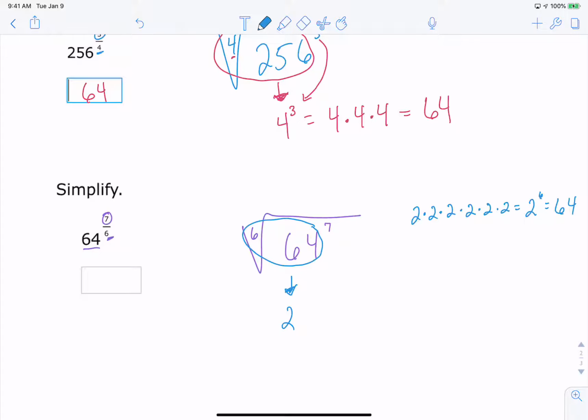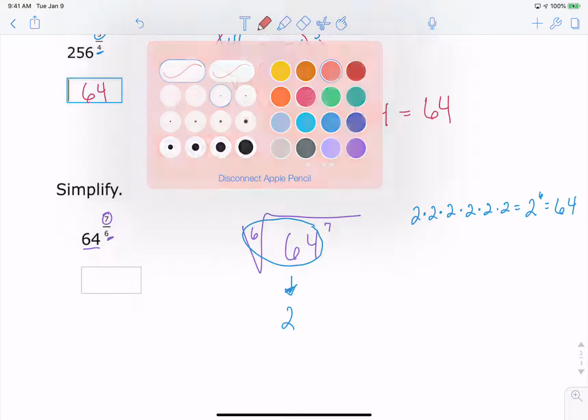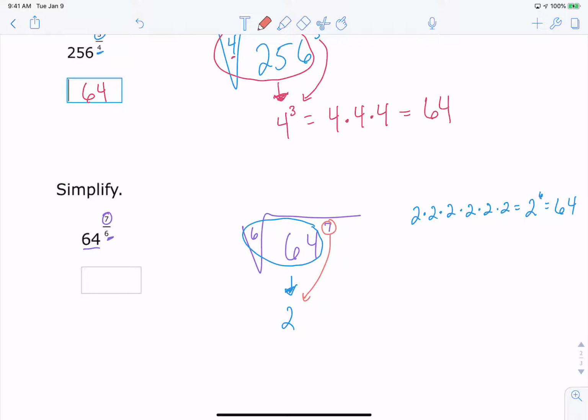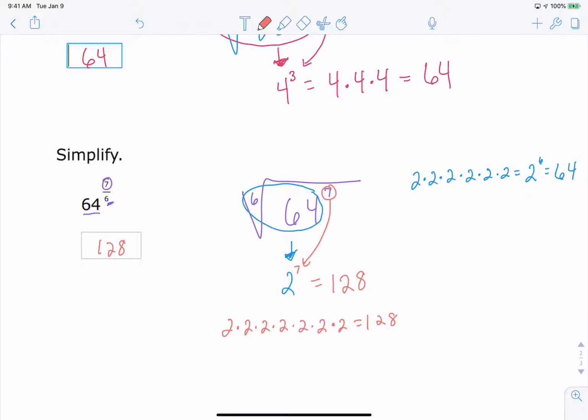All right, and then we got to take 2 to the 7th power. We want to bring down the 7th power. So now 2 to the 7th power would be equivalent to 128. And you would just want to write that out 7 times if you had to do it this way. So 128. So 64 to the 7/6 is the same as saying 128.